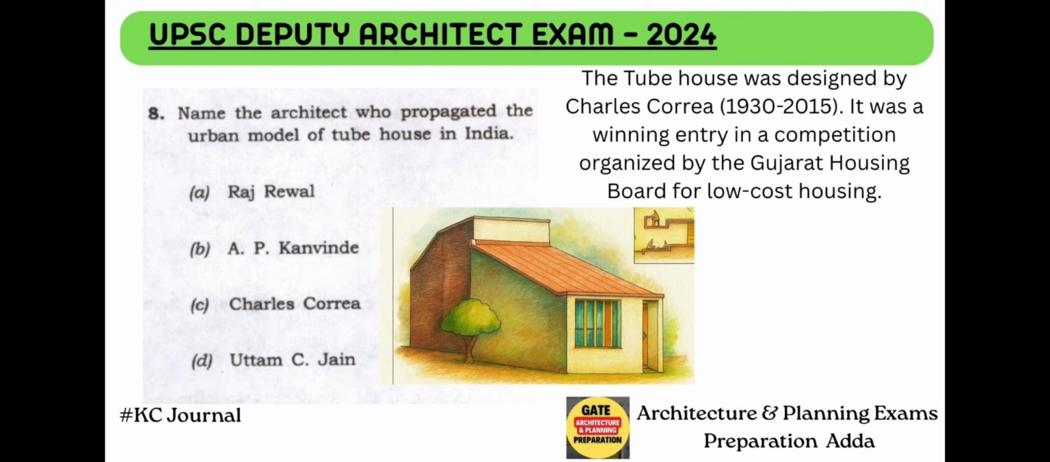Basically the tube house was designed by Charles Correa. It was a winning entry in a competition. Actually this is like a prototype. Only one prototype was built for understanding the consequences, but the total housing project didn't happen. Sometimes they may ask about Gujarat Housing Board low cost housing, and for that also we have to write Charles Correa.